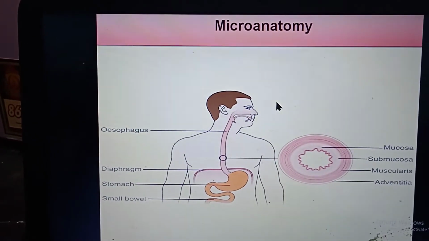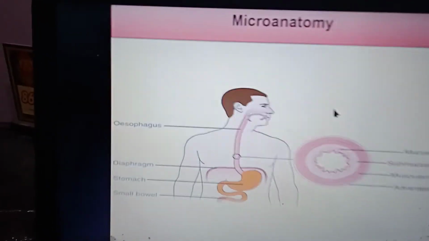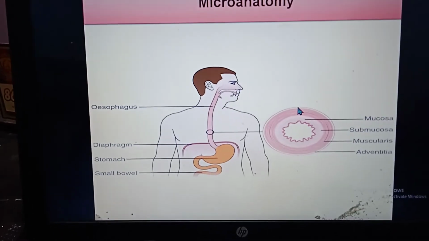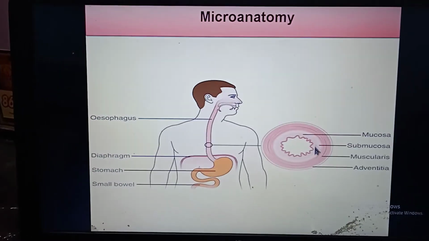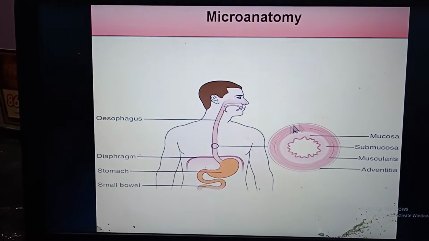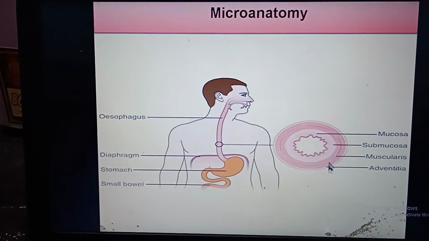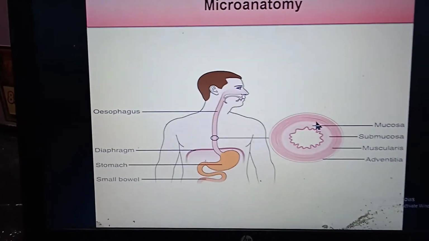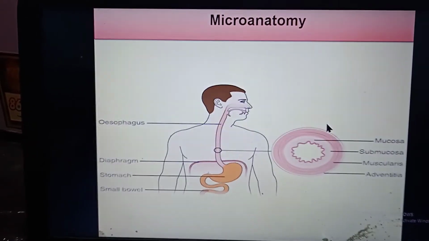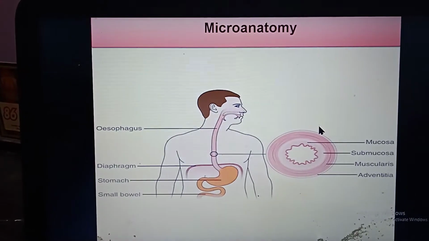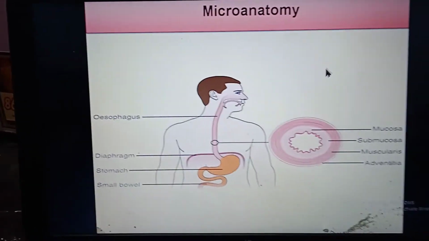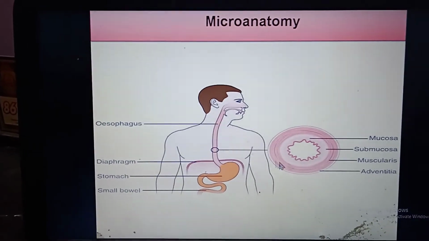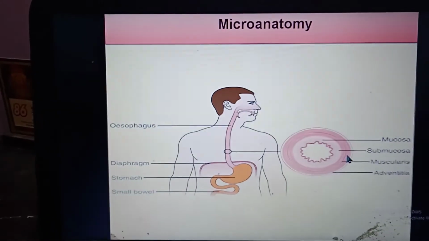Why we learn about the microanatomy while reading gross anatomy? Because here the type of epithelium, that is non-keratinized stratified squamous epithelium, gets changed into the simple columnar type, which is of the type of the stomach type of epithelium in case of Barrett oesophagus. So we have to know about the microanatomy also.